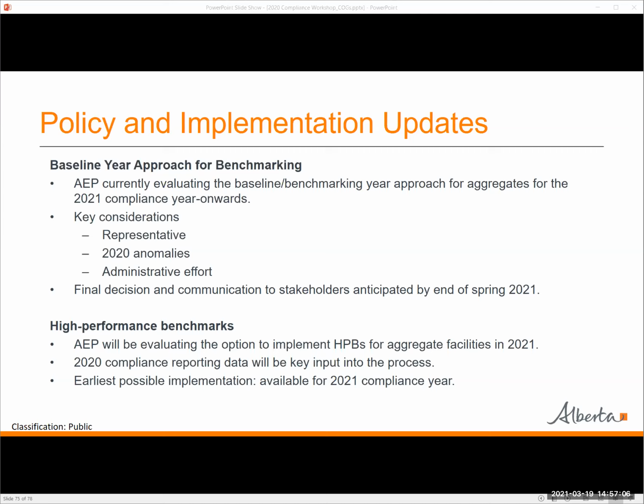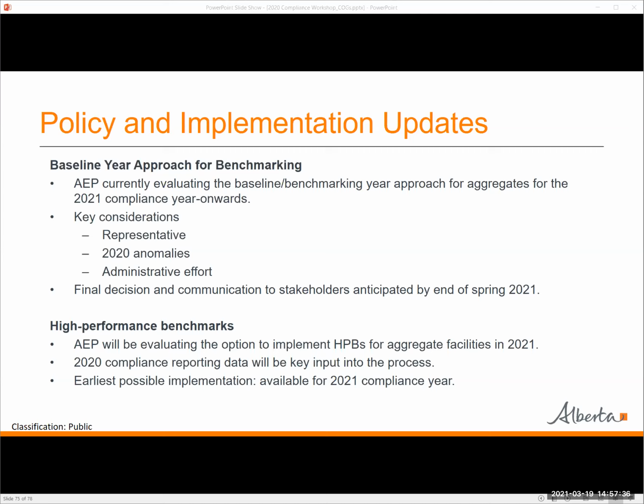Our primary means of notification will be through both the TIER conventional gas website, as well as our stakeholder mailing list. If you haven't already subscribed to that list, you can do so on the TIER conventional gas website. There's a sign up form at the very bottom of the page, and I would encourage you to subscribe if you haven't already. The second item is high performance benchmarks for the sector.